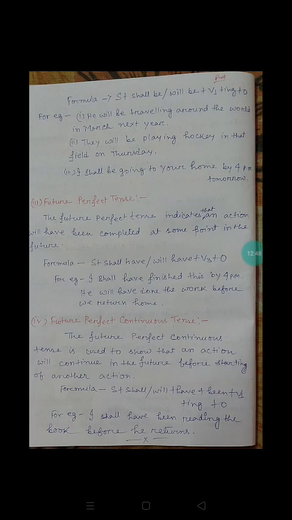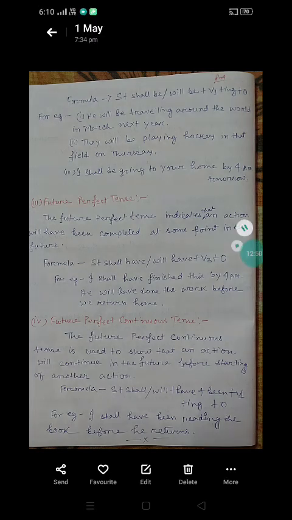So you can see my example here. I shall have been reading the book before he returns. According to the formula I have written I, with I I have written shall, then have, then been, then read V1 with ing, both have made reading, and the book before he returns is the object. So here we can see my reading will go on before another action, before starting of another action, and that is his returning. So I shall have been reading the book before he returns. It is the future perfect continuous tense.